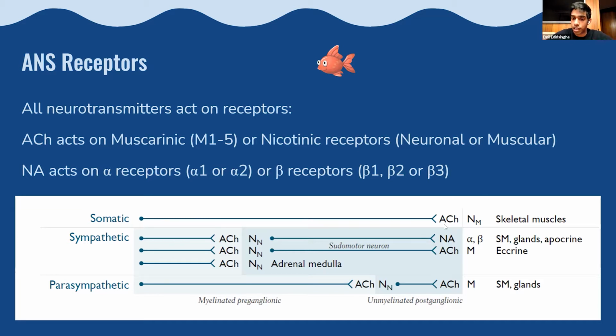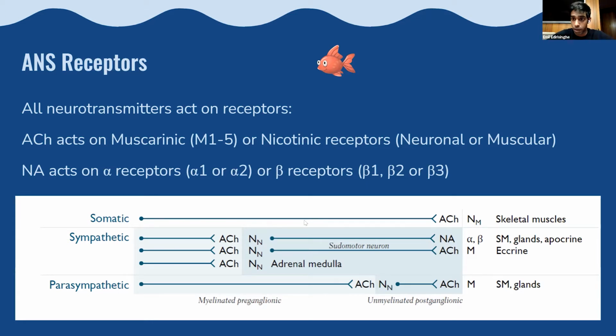So just to relate that to this diagram, what you see is that you have somatic innervation, which relies on acetylcholine acting on nicotinic muscular receptors. Then you have sympathetic, and the majority of the sympathetic nervous system will use acetylcholine acting on a nicotinic neuronal receptor, which then sends off another post-ganglionic or post-synaptic neuron that releases noradrenaline, which then acts on these alpha receptors or beta receptors.